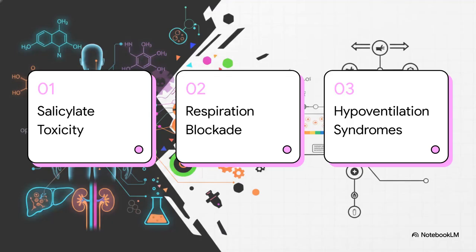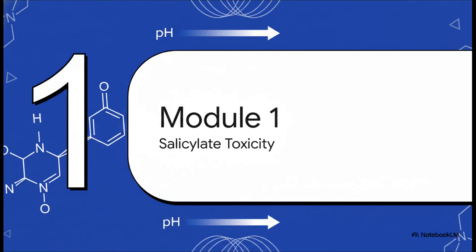All right, this simulation arc is going to march us through 3 intensive clinical modules. First up, salicylate toxicity and dual acid-base kinetics. Second, we'll tackle cellular respiration blockades. And third, hypoventilation syndromes and reversal hazards. Kicking things off with Module 1, salicylate toxicity and dual acid-base kinetics. We're going straight into the unique dual-phase acid-base derangement triggered by severe aspirin overdose.